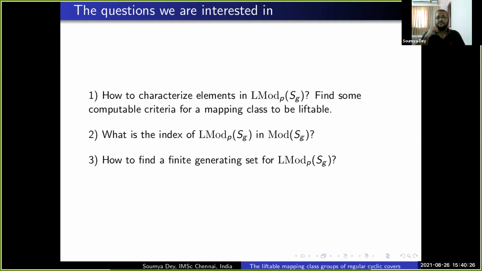Can we find some computable criteria for a given mapping class to be liftable? What is the index of LMod in the mapping class group? It's known that this is a finite index subgroup, but what is an explicit formula for the index? And finally, how to find a finite generating set for LMod? We know that the mapping class group is a finitely presented group. So if LMod is a finite index subgroup, then of course this is also finitely generated. That's known. But again, an explicit finite generating set is a very tricky problem.